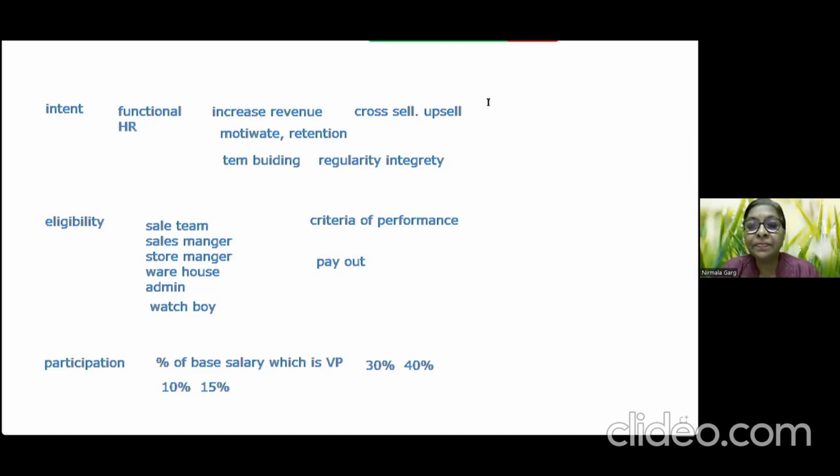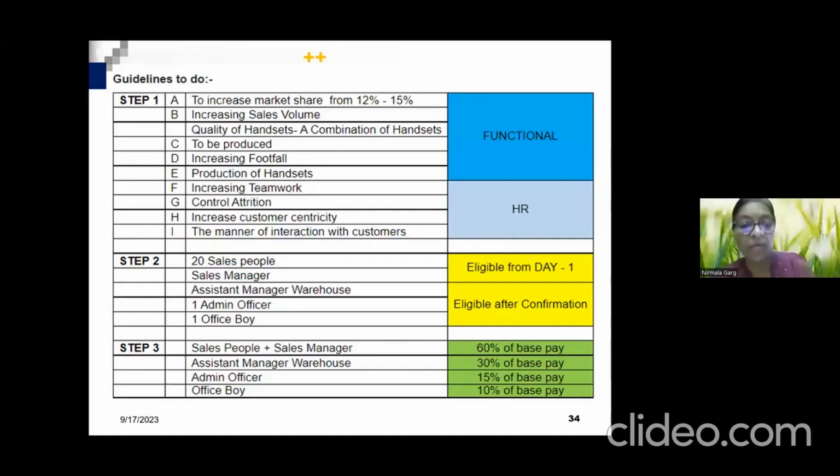Now, I want to take you to a small assignment. We can do it. Okay. Now, this is a retail store where they want to increase their market share by 12%. That means they want to increase their sales volumes. All right. What are they selling? They're selling a combination of handsets.